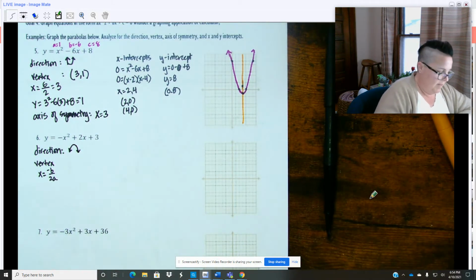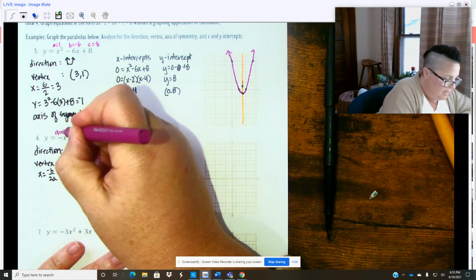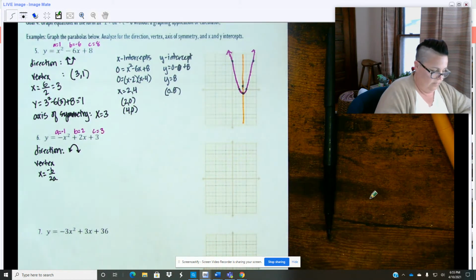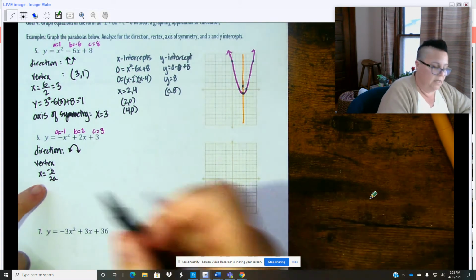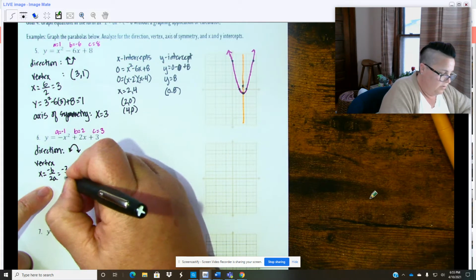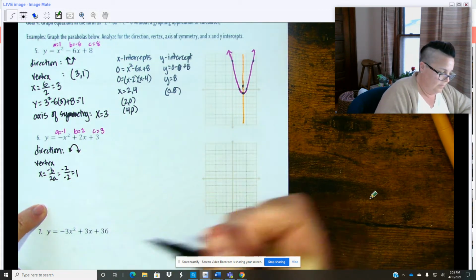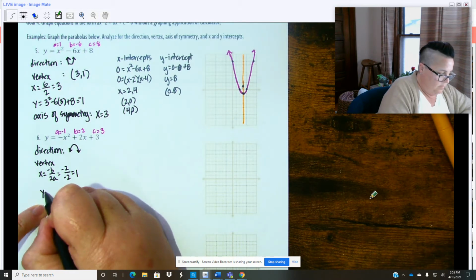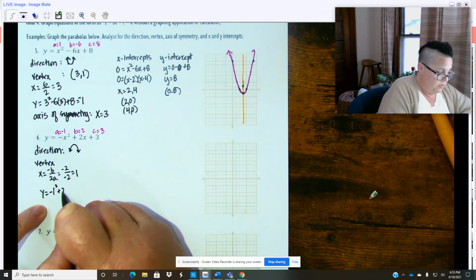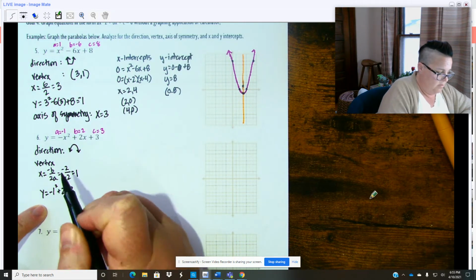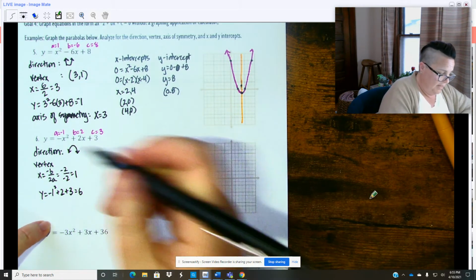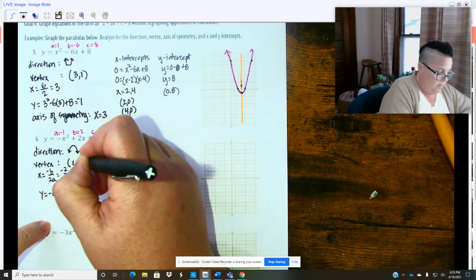So I need to determine my a, my b, and my c. The a is a negative 1, the b here is a 2, and the c here is a 3. So the x that I'm going to be using is a negative 2 over 2 times a negative 1, or a negative 2. So the x here is 1. If I let x equal 1, then y would be a negative 1 squared plus 2 times 1 plus 3, and that's going to be 6. So I should have a vertex at 1, comma 6.